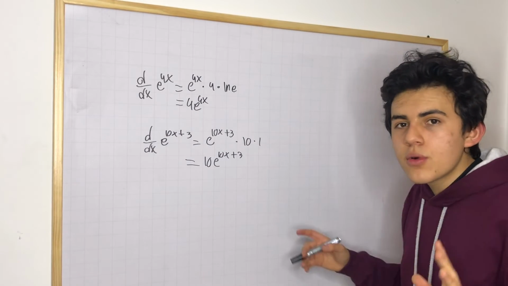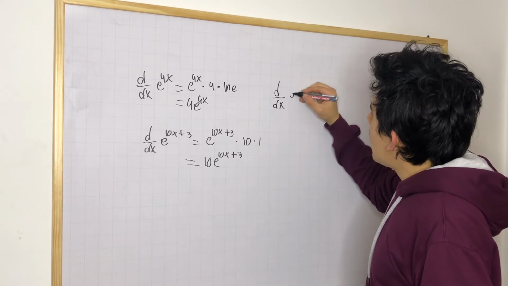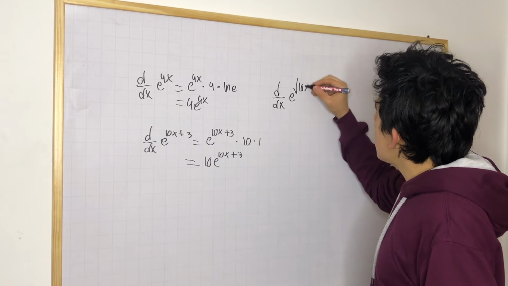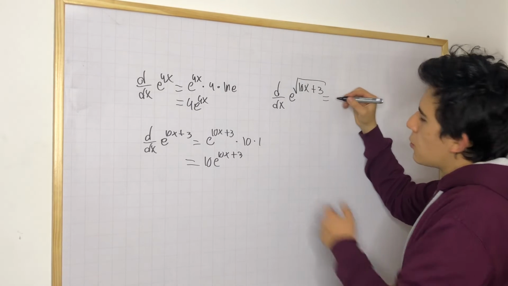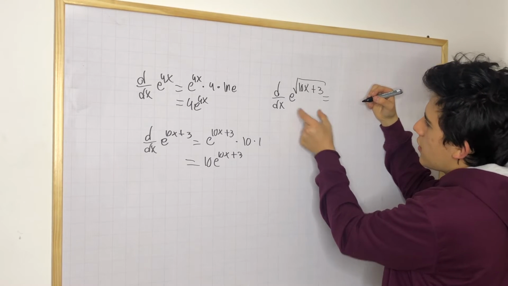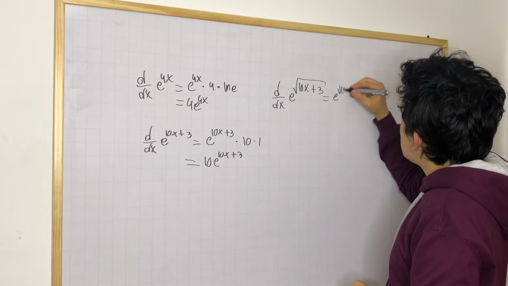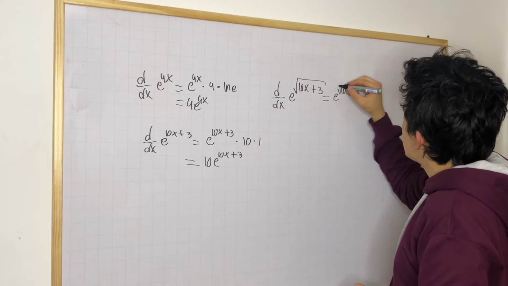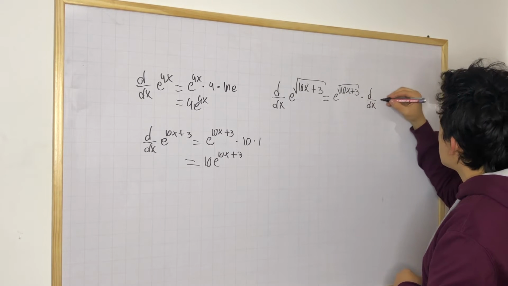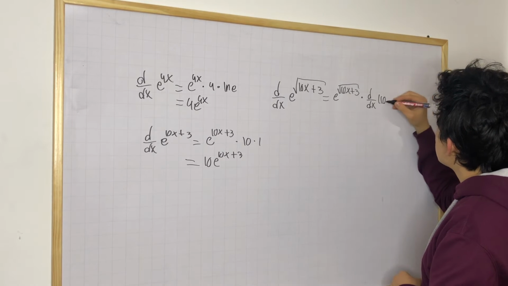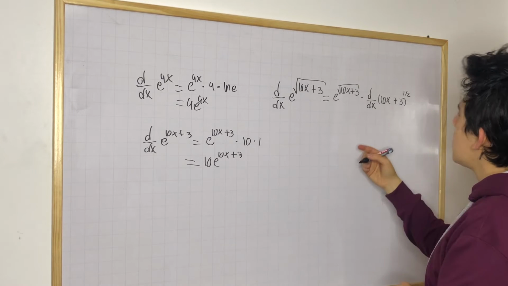Now let's try one more complicated example. What is the derivative of e to the square root of 10x plus 3? How much is this? Well, we know what to do. We're going to write first the function that we have, the expression just as it is. So we have e to the square root of 10x plus 3 times the derivative of the exponent, okay? And in this case, I'm going to write it as 10x plus 3 to the 1/2. And now let's find this derivative real quick.